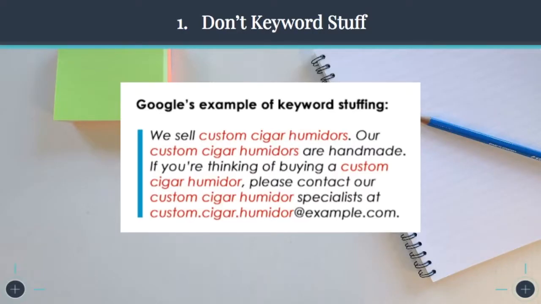Don't keyword stuff. Keyword stuffing, writing content in a way that tries to include as many keywords as possible, is something that Google frowns upon and will penalize sites for. Avoid doing this and focus on writing relevant content for visitors. This applies to blog posts and all web page copy, meta titles, and meta descriptions. Here's an example from Google of what not to do.